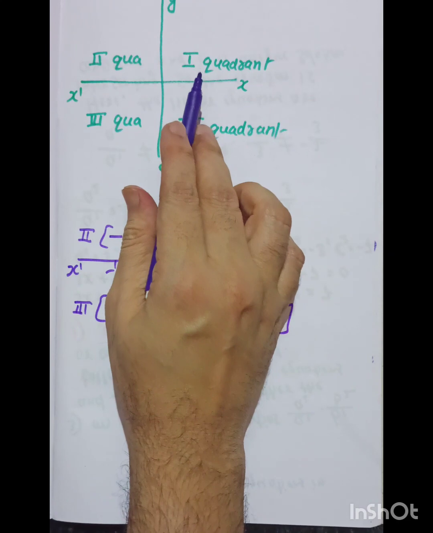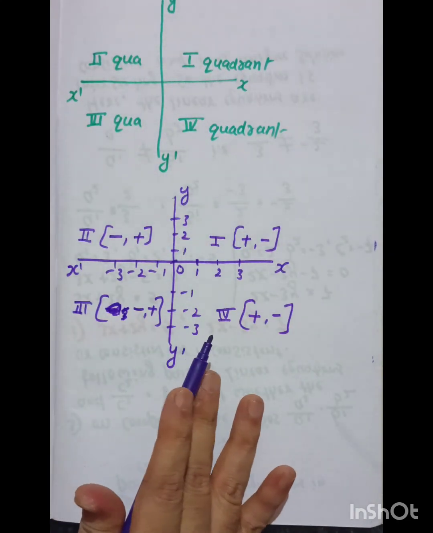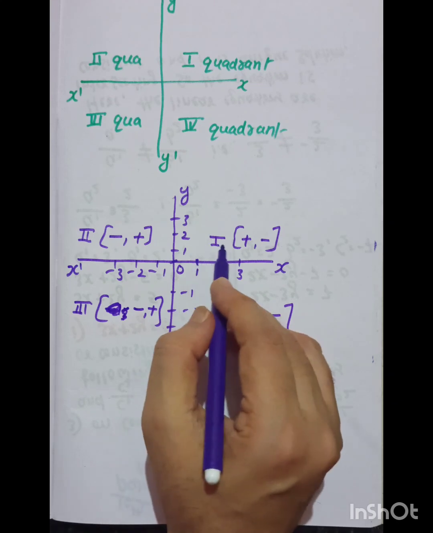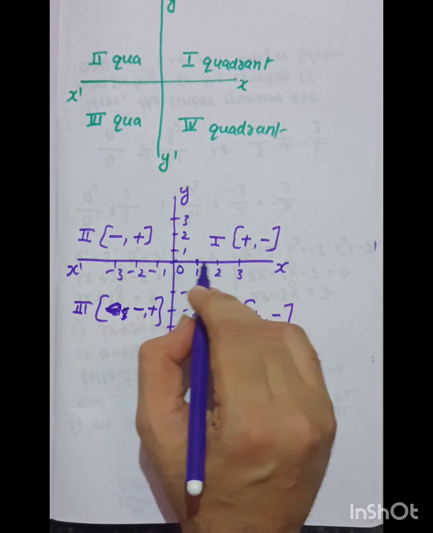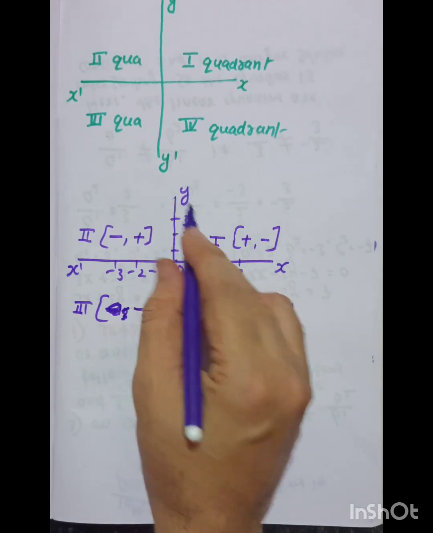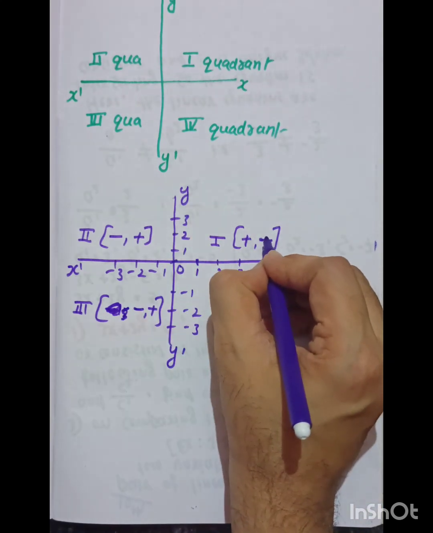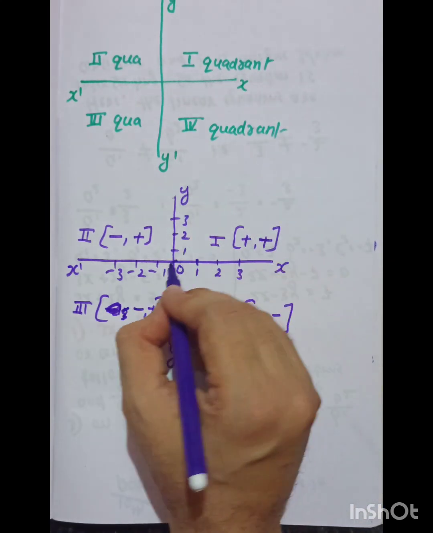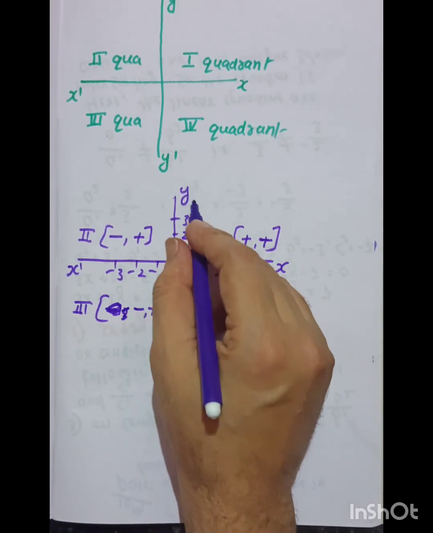So it is first quadrant, second quadrant, third quadrant, fourth quadrant, and with that we put the symbols also. In the first quadrant, first we have to take the x axis. In the first quadrant, what axes are covered? This and this. This is plus and this is also plus. Plus, plus is the first quadrant.